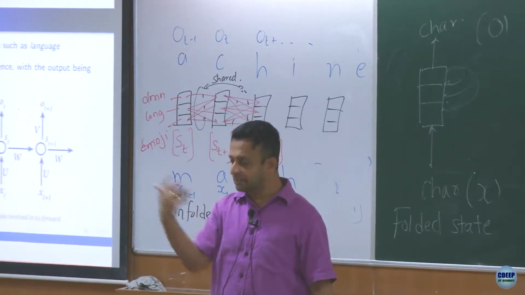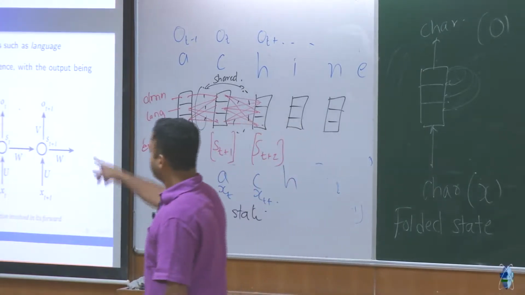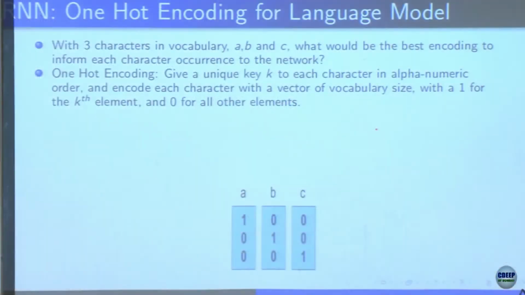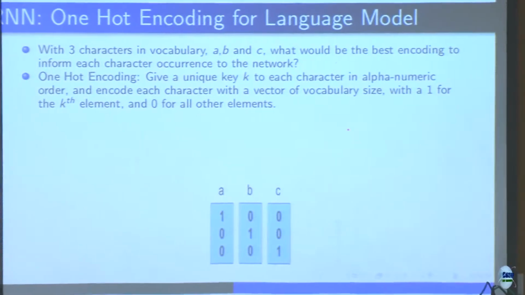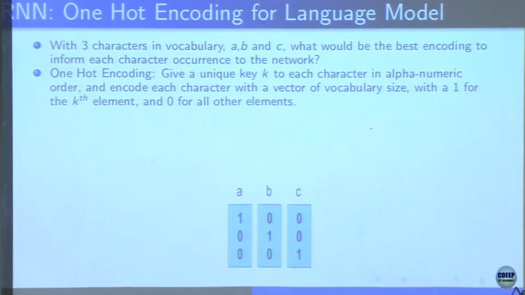So the question is, should O be V times St or W times St? First of all, let's get into the representation of O, what O and X look like. A very standard practice is to use the so-called one-hot representation for words and characters, and RNNs are very much driven by natural language, right. So we will talk about words and characters here.